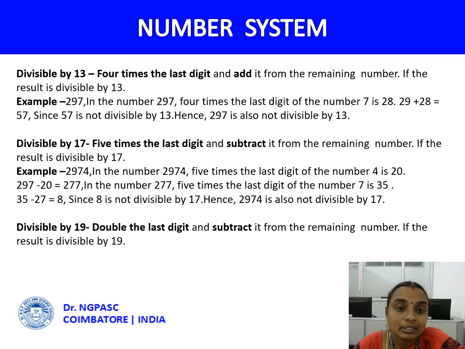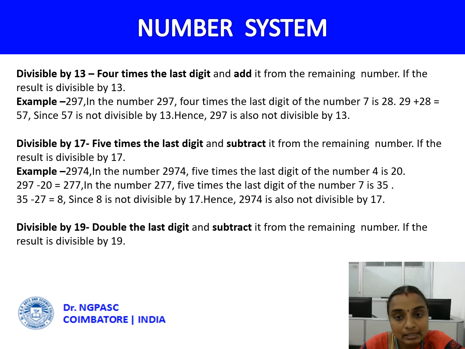Then for the next ones, 13, 17, 19, for all these prime numbers you have the same process. Either it may be multiplying, subtracting or adding. The process will be continuous as it is. Here for divisibility by 13, we take 4 times the last digit and add it to the remaining number. If the result is divisible by 13, we can say that the given number is divisible by 13. Then coming to the next, 17.